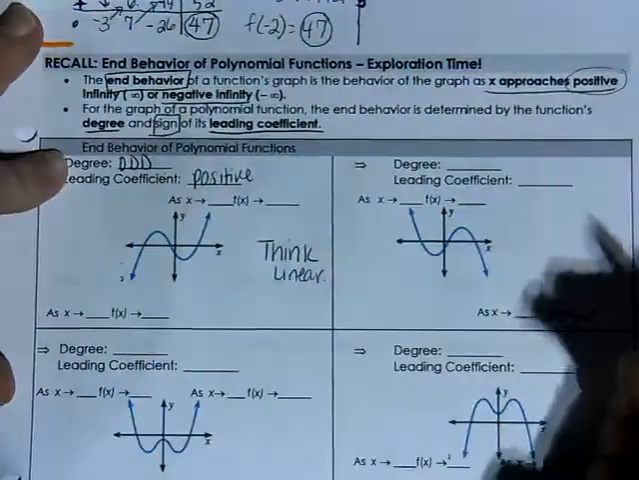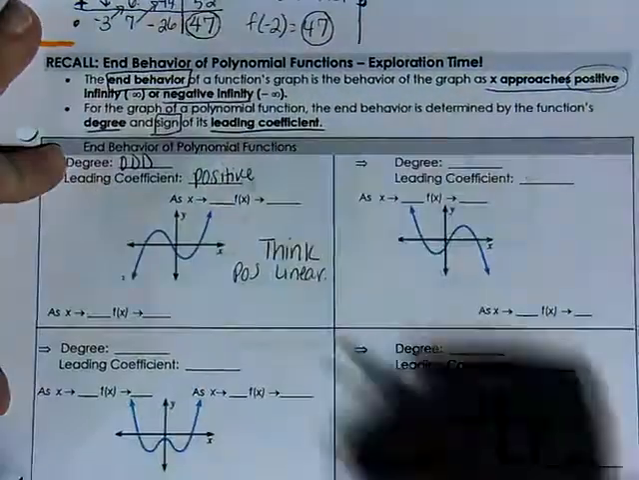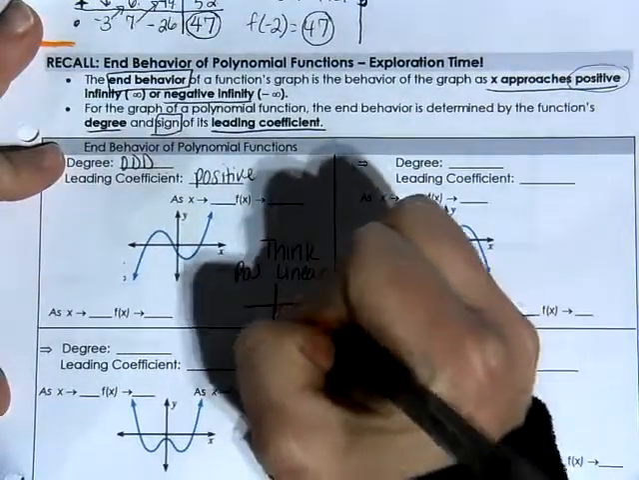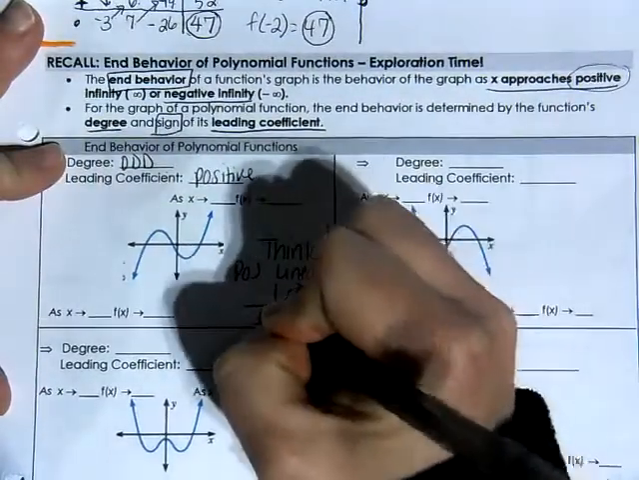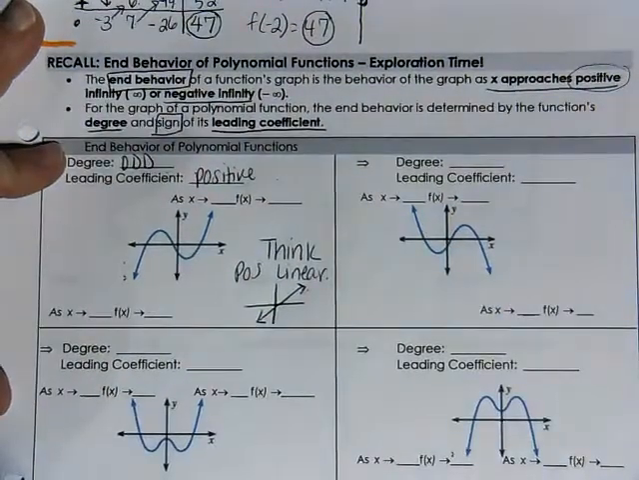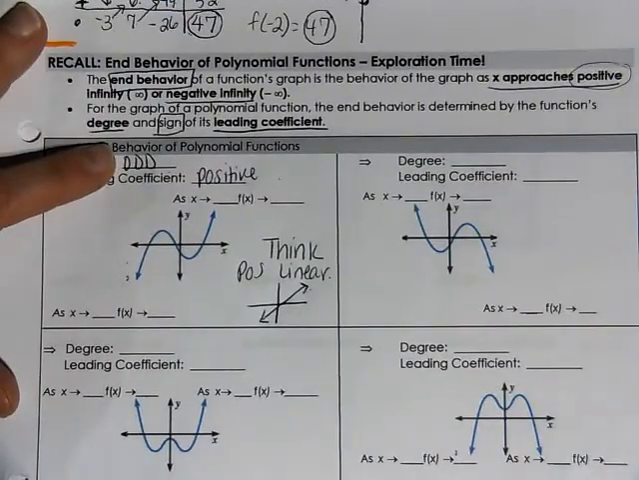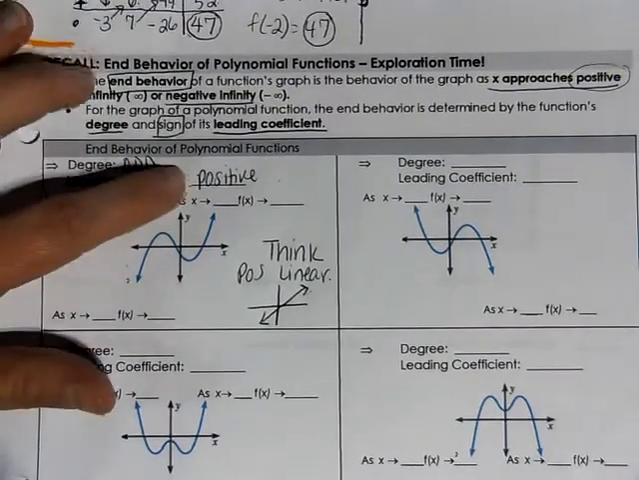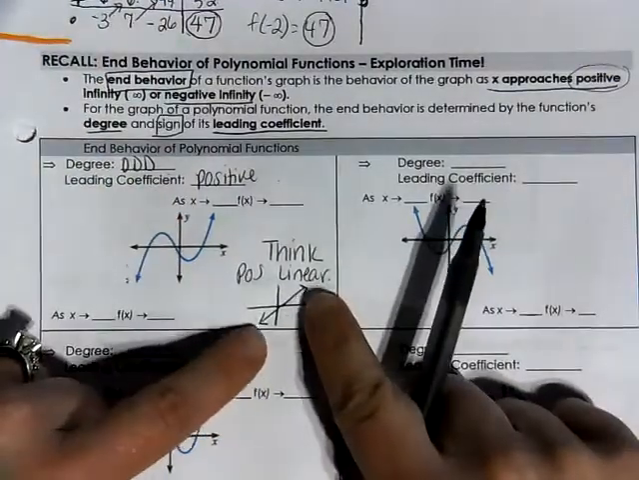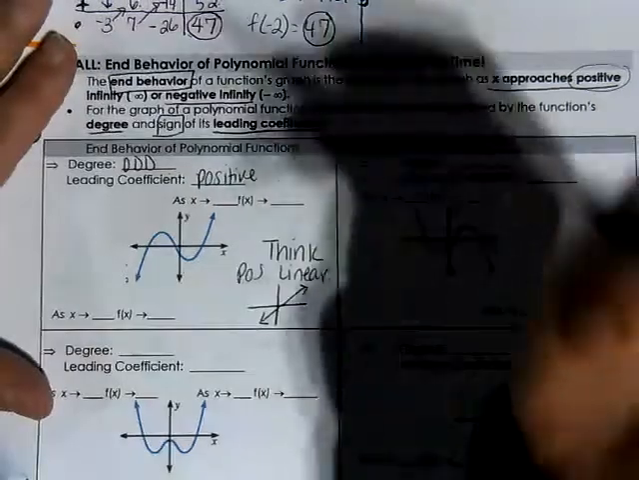It's a positive number. So if you think about what a positive linear function looks like, it's going to have a slope where our arrows are going in different directions. So if you can think about that for odd degrees, whether that degree is to the 5th power, to the 3rd power, to the 7th power, and our leading coefficient is positive, it's always going to have the same end behavior as a positive linear function.